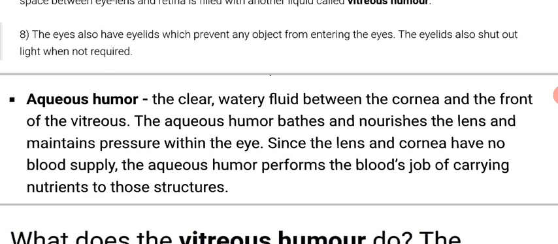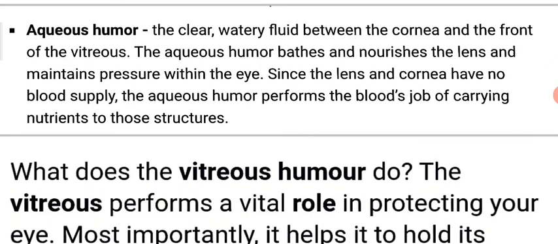Now let us learn about aqueous humor and vitreous humor. Aqueous humor: with the statements only we are going to understand it. It is the clear watery fluid between the cornea and the front of the vitreous. It means it occurs before the vitreous.